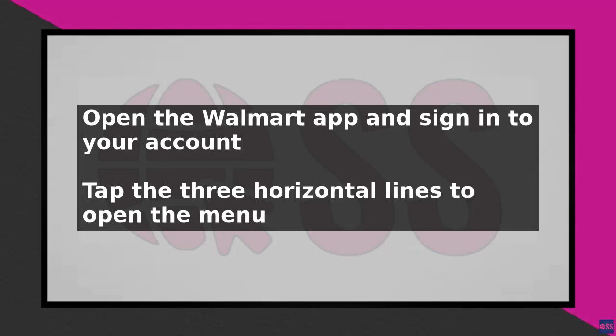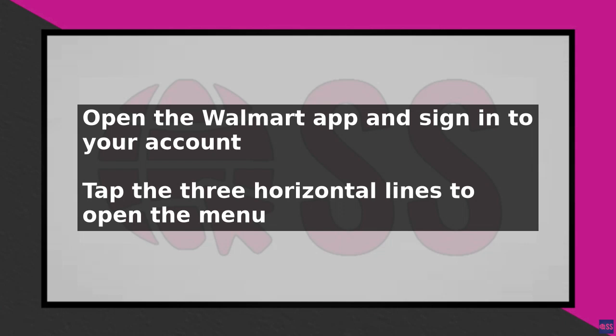To delete purchase history on the Walmart app, start by opening the app on your device and signing in to your account. Once you are signed in, tap on the three horizontal lines at the top left corner of the screen to open the menu. From the menu, select the option that says Account.